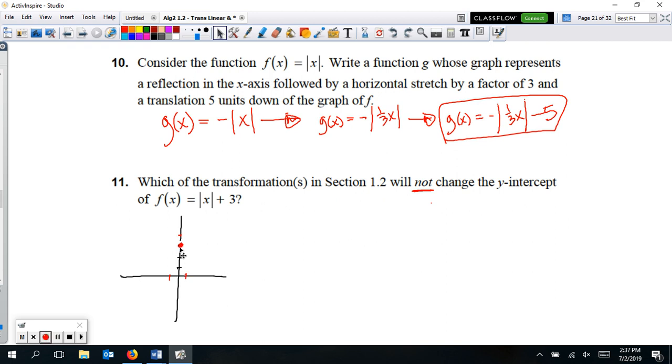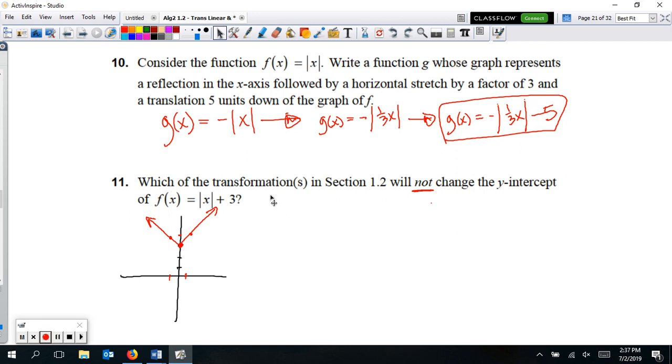So x is 0, y is 3 is right there, and it does have the same shape as the parent function, which we know the parent function will go right 1 up 1 and also left 1 up 1. So we can put those 2 points down and then just draw the V shape. So there's our V-shaped function. So it's maybe helpful for us to see this now to be able to answer this question.